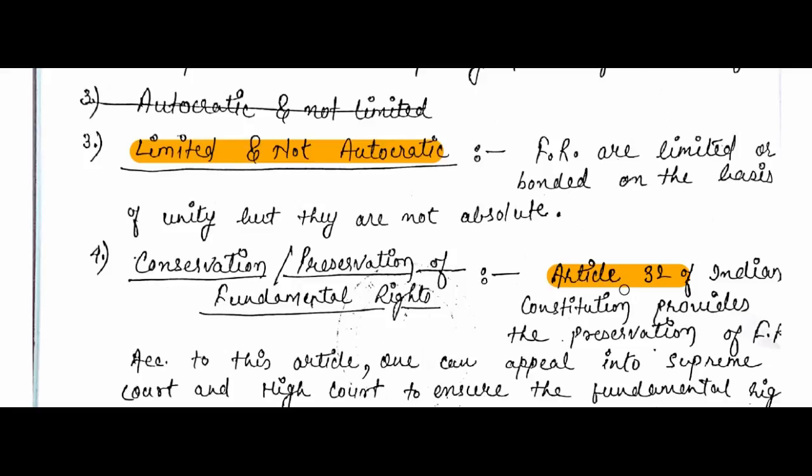That means you get some of those fundamental rights which protect your personality, which protect your fundamental rights entirely, to live a free life, to live a life without any legal autocracy. According to this article, one can appeal to the Supreme Court or High Court to ensure the fundamental rights. We know about 5 types of writs: habeas corpus, mandamus, quo warranto, certiorari and prohibition. So through all those 5 writs, we can ensure our fundamental rights.